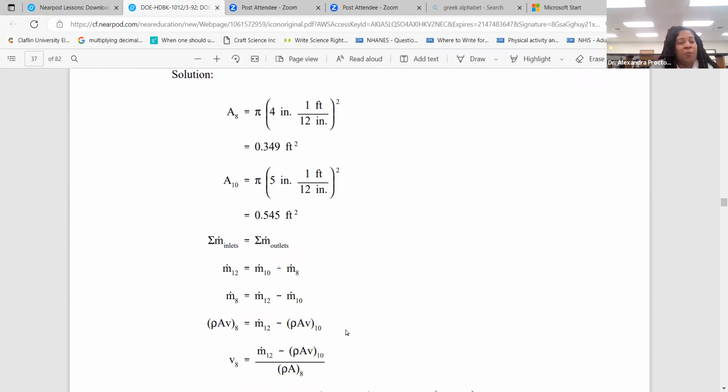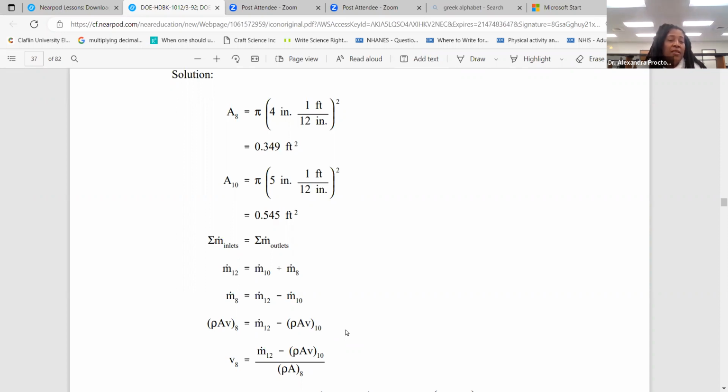So in order to solve this problem, you use A, with the subscript 8 for the 8-inch section, equal to pi times 4 inches, times the conversion factor 1 foot over 12 inches, and they square the quantity. So A in the 8-inch section is 0.349 feet squared. A in the 10-inch section is pi times 5 divided by 12, and that quantity is squared. So A in the 10-inch section is 0.545 feet squared.